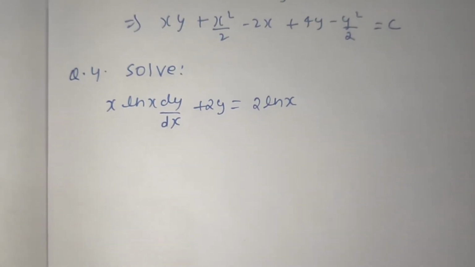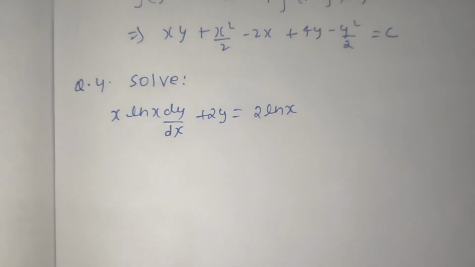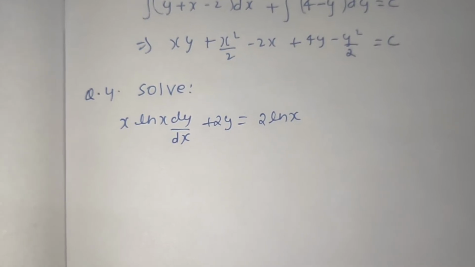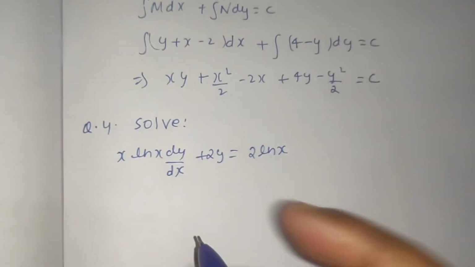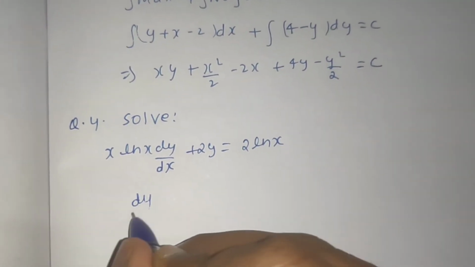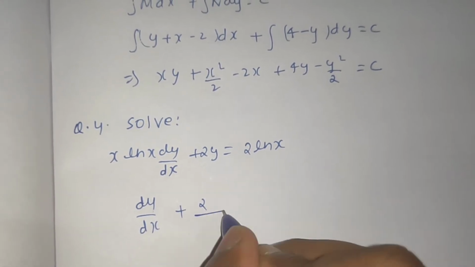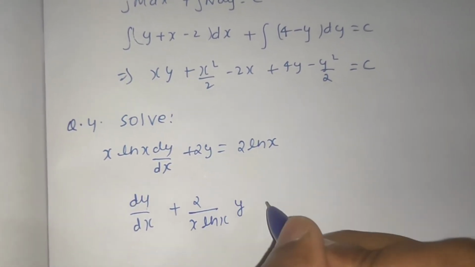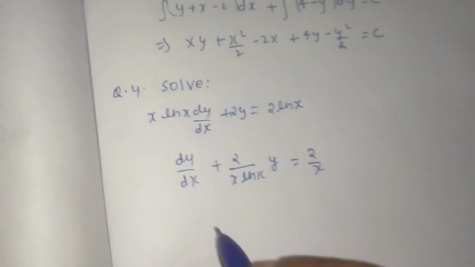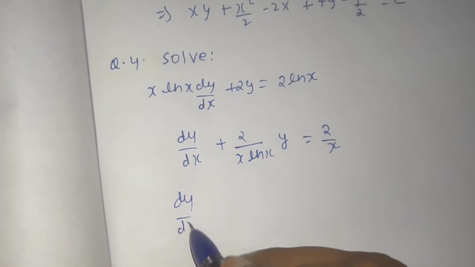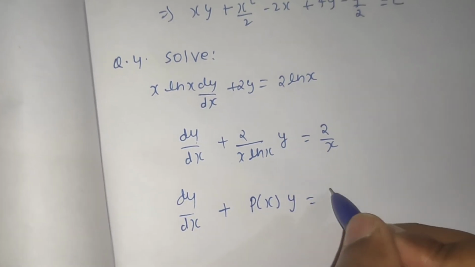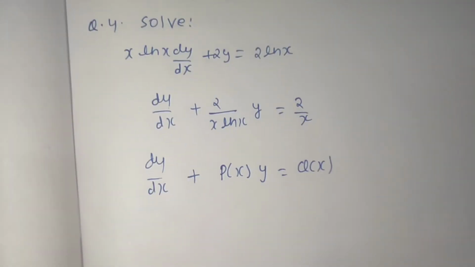We don't know which method to use, but it looks as if you use the linear differential equation once again, that will be handy. First of all, divide the entire term by x ln x, so you will get dy by dx plus 2 by x ln x into y equals to 2 by x. Now this is dy by dx clearly, and this is clearly a function of x, so you can write that P of x into y equals to Q of x. Clearly a linear differential form.